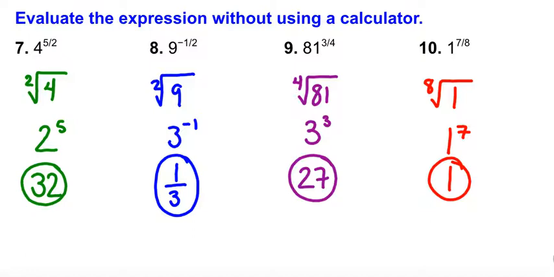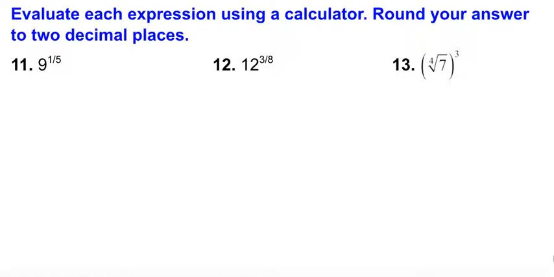Now, will all of them be nice and pretty so we can use our exponent table on? No. In that case, you need to use a calculator. So what we're going to do is use our calculators to find the answers. It says round to 2 decimal places, which is the nearest hundredth.